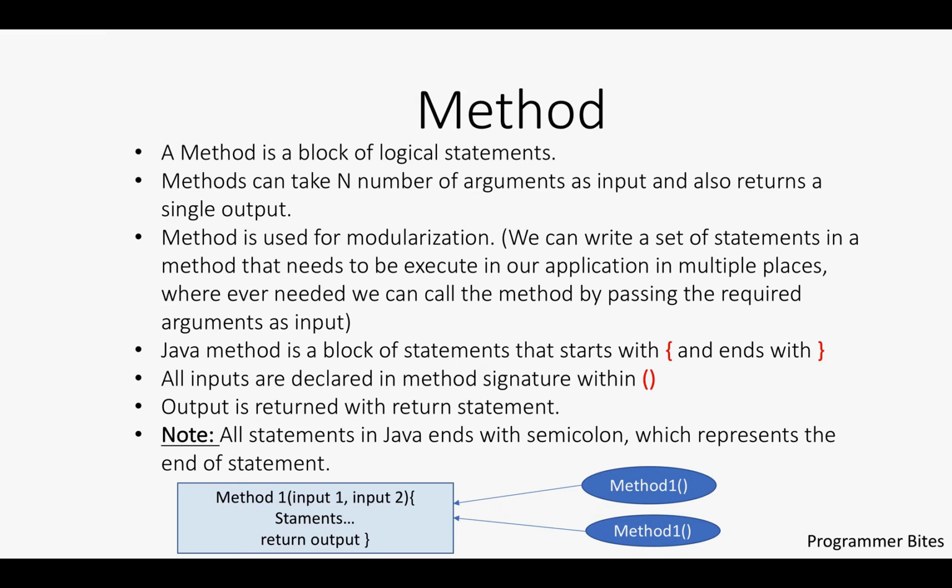A Java method is a block of statements that starts with an open curly brace and ends with a close curly brace. All inputs are declared in the method signature within brackets. Output is returned with a return statement. Note: all statements in Java end with a semicolon, which represents the end of the statement.